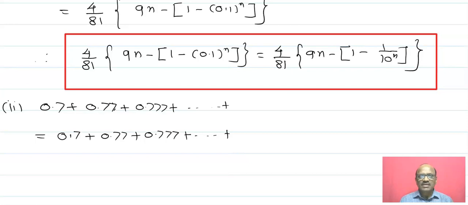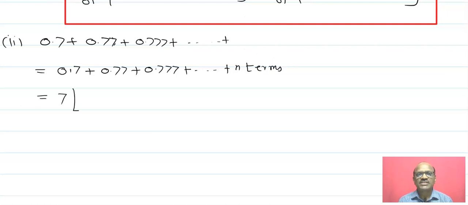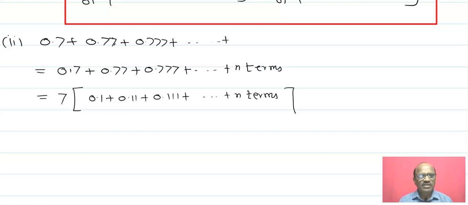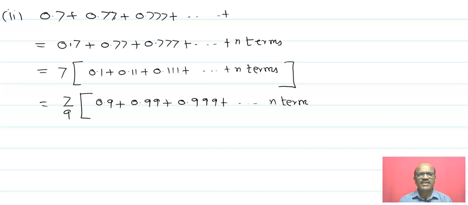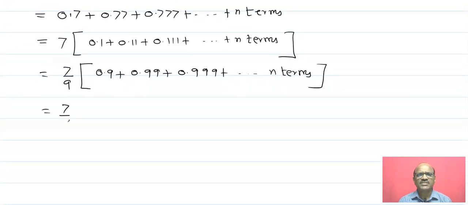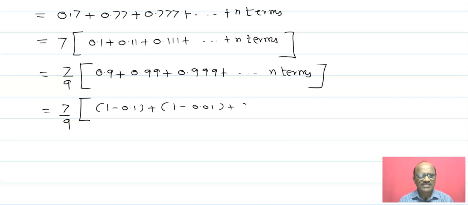Now next, find out the sum of the terms 0.7 plus 0.77 plus 0.777 up to the n terms. Take 7 as common, then in bracket you will get 0.1 plus 0.11 plus 0.111 up to the n terms. Again multiplying and dividing by 9, we will get 7 upon 9 in bracket 0.9 plus 0.99 plus 0.999 up to the n terms. In sequence and series, in this chapter there are too many calculations.